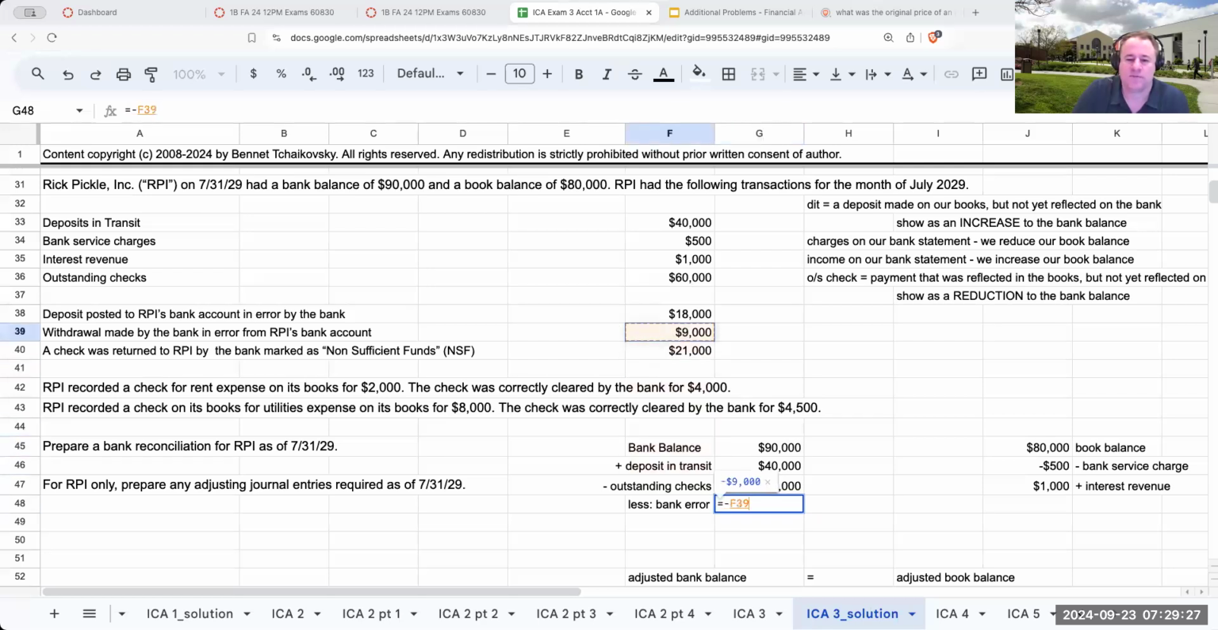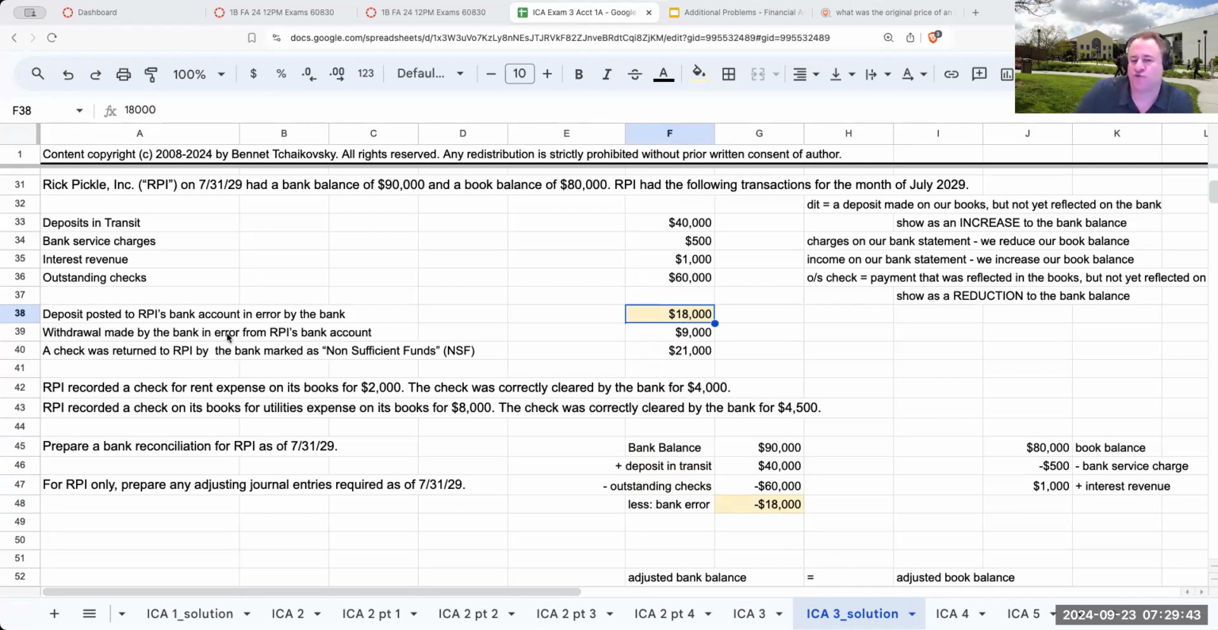So over here, this is the 18,000. I'll just go ahead and highlight this here, so we have that as a reference. Okay. Now, this is a deposit that was made to our account that should not have been there. So I'm going to reduce it.